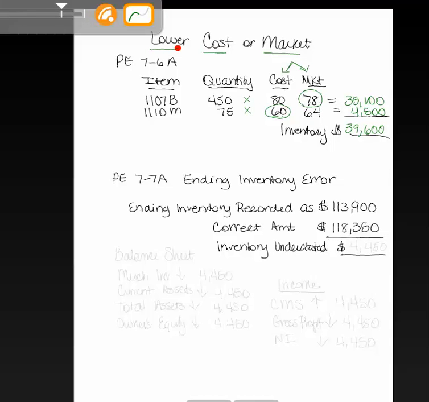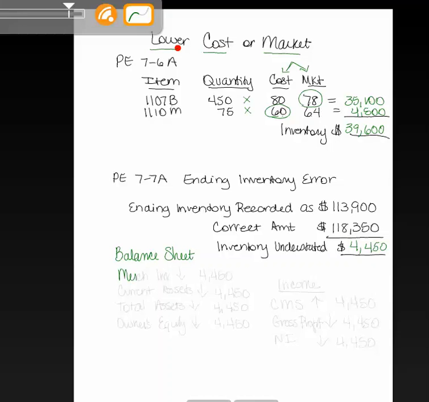Practice exercise 7.7A talks about an ending inventory error and how that would affect the financial statements. Now, this part is not on the test. It's kind of a critical thinking exercise because it's going to take you through the balance sheet and the income statement. Okay? But you see that ending inventory was recorded for $113,900, but the correct amount it should have been recorded at was $118,350. That means that inventory was understated by $4,450.